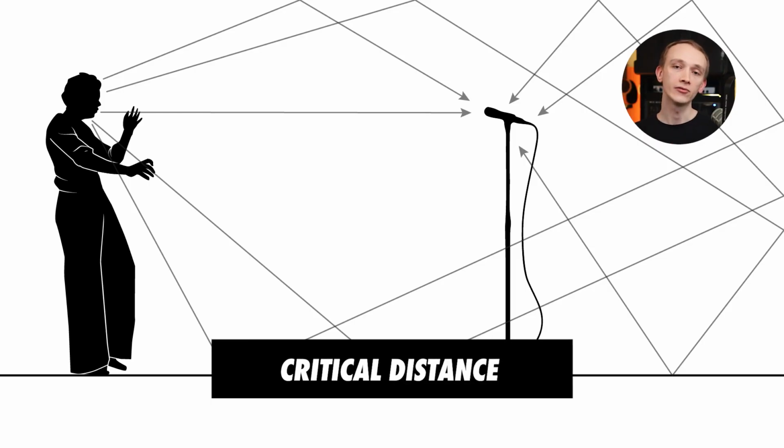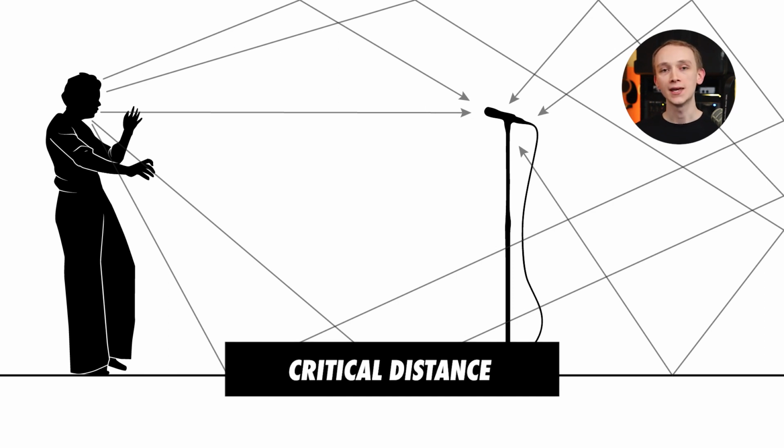The further the source is from the microphone, the quieter the direct sound will be in relation to the indirect or reverberant sound. At a certain point, the level of the reverberation at the microphone is equal in level to the direct sound. This is referred to as the critical distance.